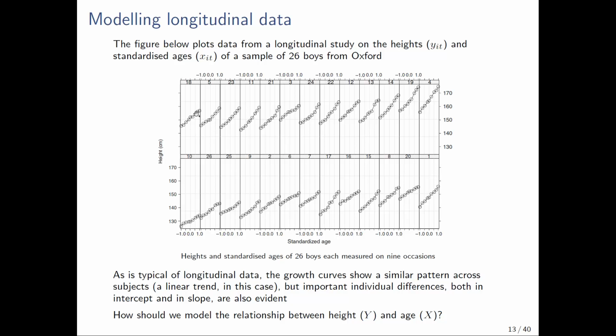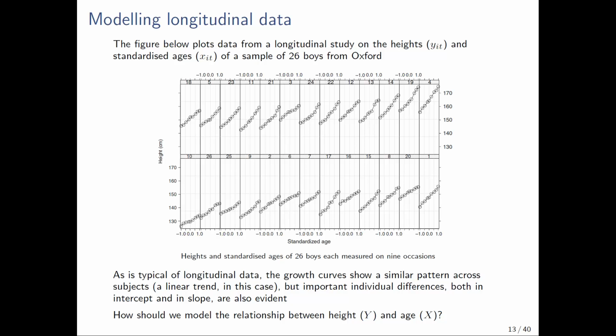And just eyeballing the plot, you can see a pattern that's typical of longitudinal data. The growth patterns, or growth curves, show a similar pattern across subjects, a positive linear trend in this case. So height is going up as we would expect, it's not decreasing. But we can also see important individual differences, both in the intercept values and in the slopes. Some slopes are flatter, some are steeper, some of the intercepts are higher, and so on.